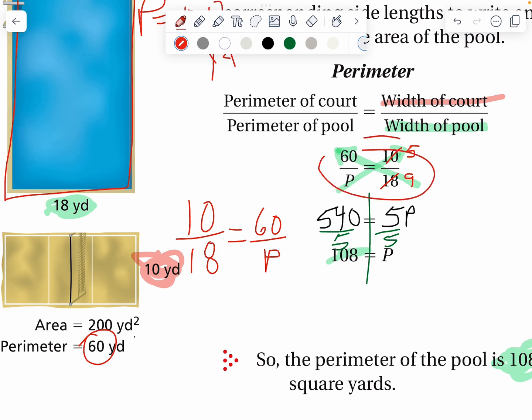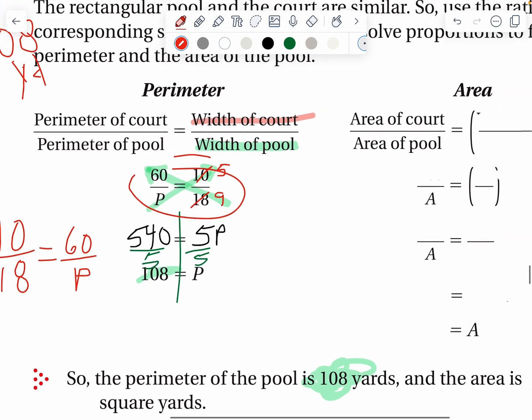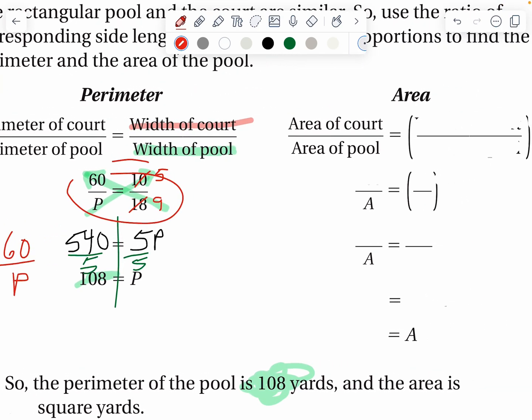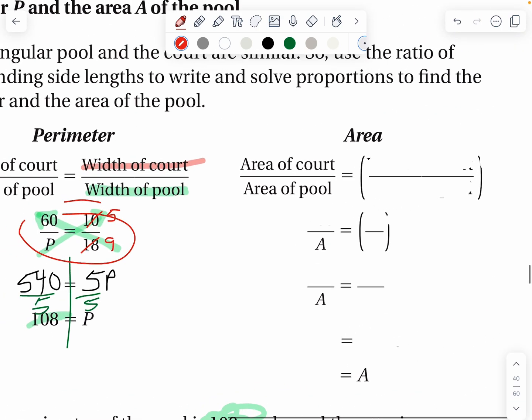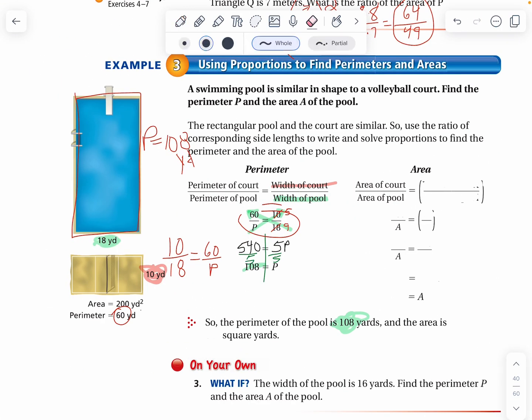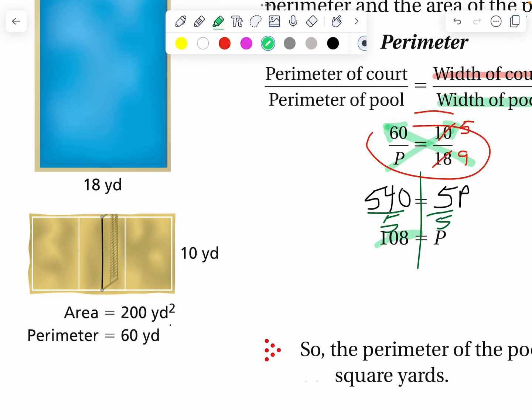So now let's go find the area. Now, area is always squared. Area, squarea. So we've got to use the area. Well, they're giving us the area of the court. Let's go back. Let's get this out of the way. Get rid of the perimeter here. We can kind of clear this out. Okay? All right. The area, they are giving us, the area is 200 yards squared, because area is always squared.